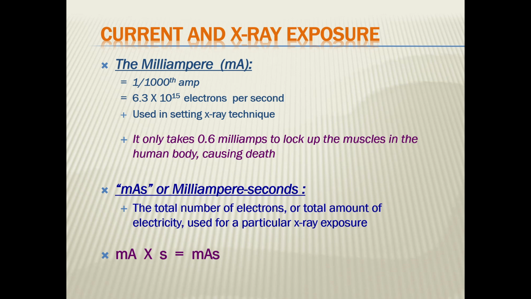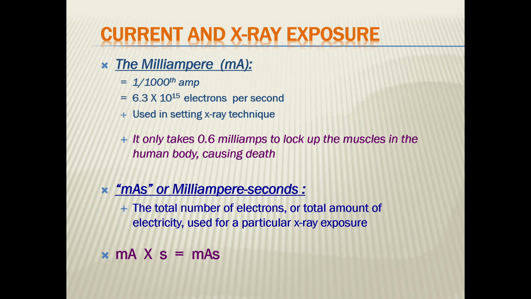A milliamp is just 1/1000th of an amp, or 6.3 times 10 to the 15. 10 to the 15 versus 10 to the 18 is 1,000 times smaller. So we use the milliamp in setting X-ray technique. From here out, we'll probably just refer to it as mA. To give you a reference of how dangerous this is, it takes only 0.6 milliamps, not even a full milliamp, to cause death if a human is exposed to 0.6 milliamps of electrons moving through the body.